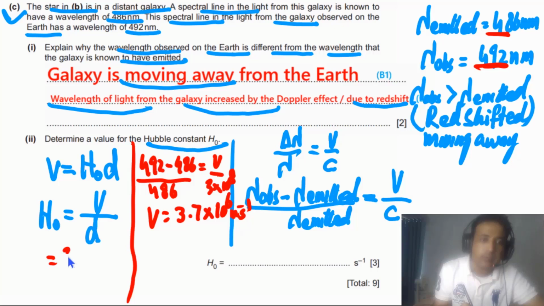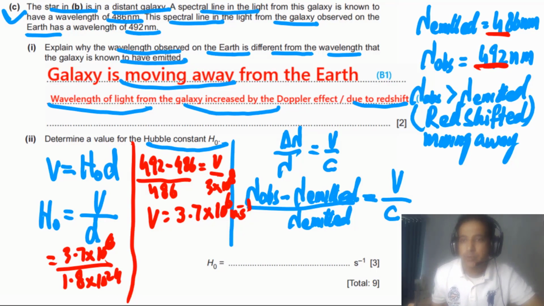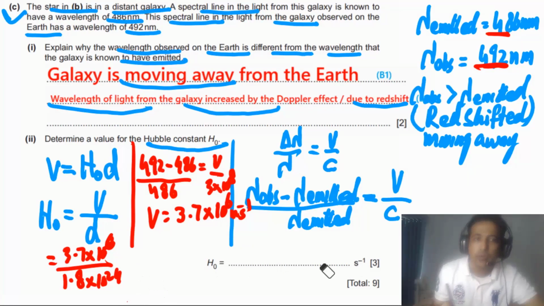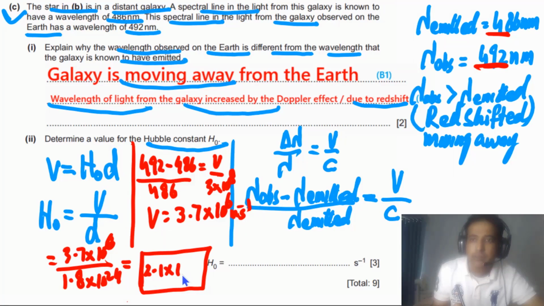So we have the value of V, and we can simply plug it in here. We have 3.7 times 10 to the 6 meters per second divided by the value of D. The value of D was given to us as 1.8 times 10 to the 24, and if we solve this one we can find the value of Hubble's constant. The Hubble constant in this case will be equal to 2.1 times 10 to the minus 18, and the unit is per second.